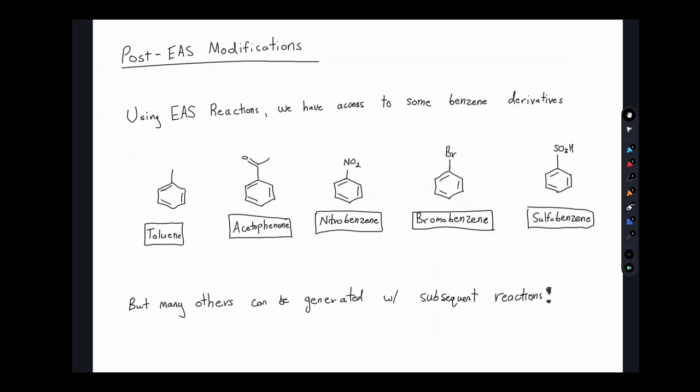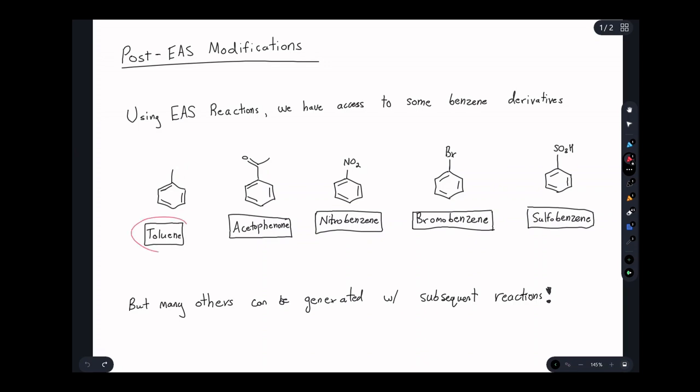Welcome to Lecture 4.3. In this video, I'll be covering what I like to call the post-EAS modification reactions. Using the EAS reactions we learned last time, we have access to some of these benzene derivatives that I want to now give names to. So one group is the R group, right? We can use a methyl group specifically, and we could make this chemical by using the Friedel-Crafts alkylation.